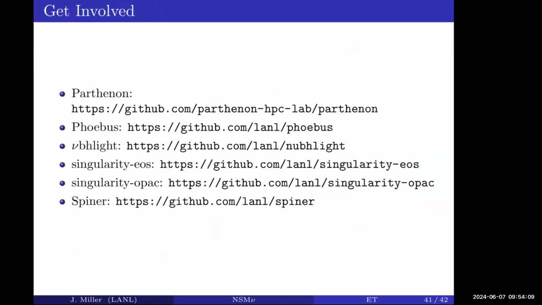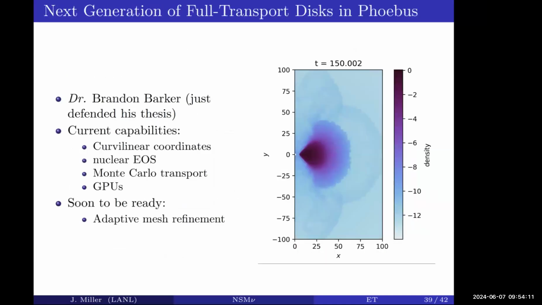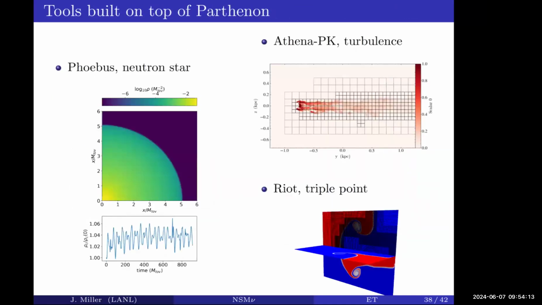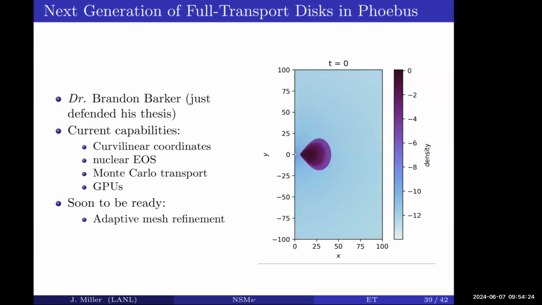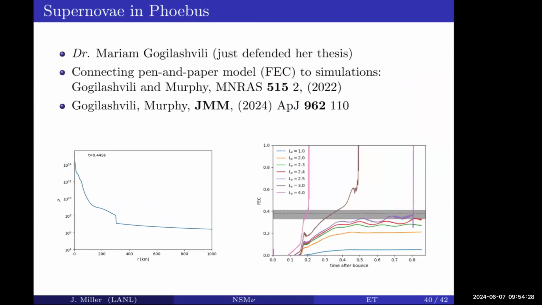I'm also going to highlight two more students. Brendan Barker, who also just defended his thesis, is starting at Los Alamos in the fall as a fellow, doing neutrino transport simulations like the ones I've been showing you on GPUs with our new code Phoebus. And Miriam Gagawashvili is doing supernova simulations on GPUs with Phoebus, also just defended her thesis.